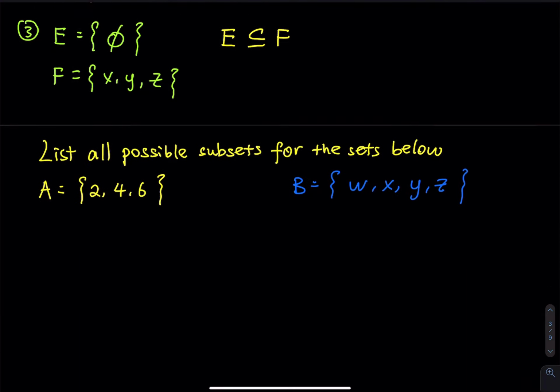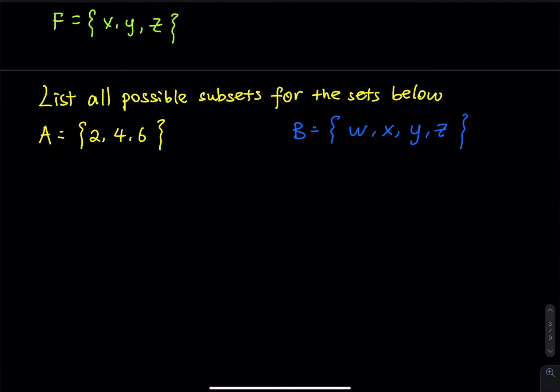Alright, moving on to the last problem in this video. List all possible subsets for the sets below. So in set A, we have 2, 4, 6. So here is how we list the subsets. The first subset is the empty set, 0 with a slash. And then following the empty set, we have to consider one element only, which is 2 only, 4 only, and 6 only.